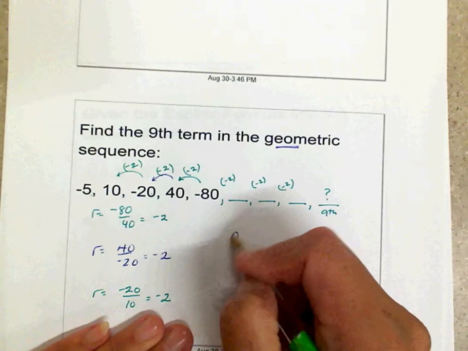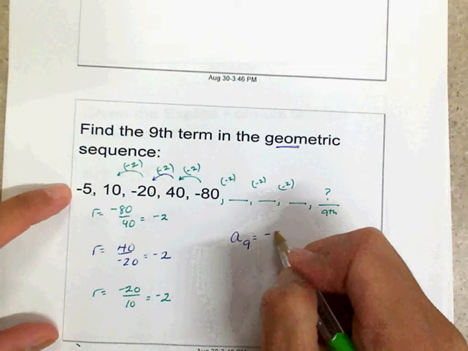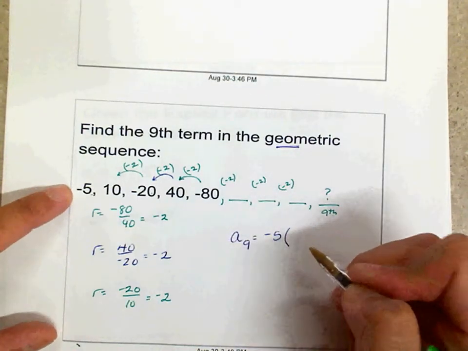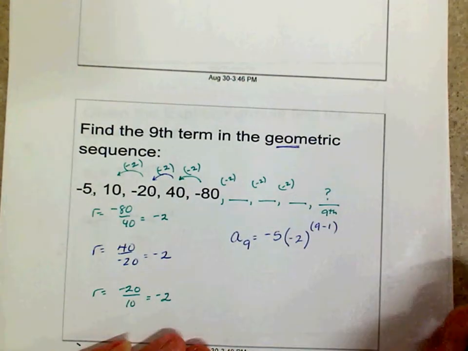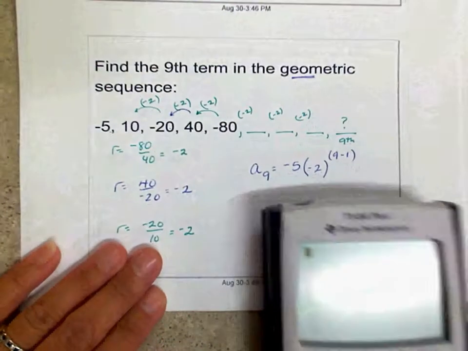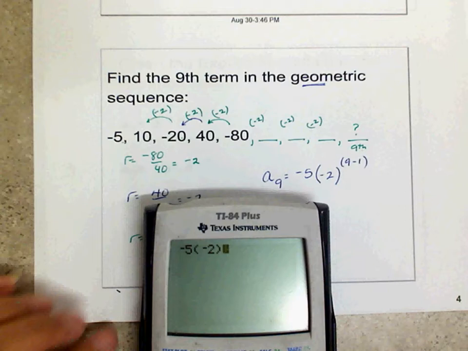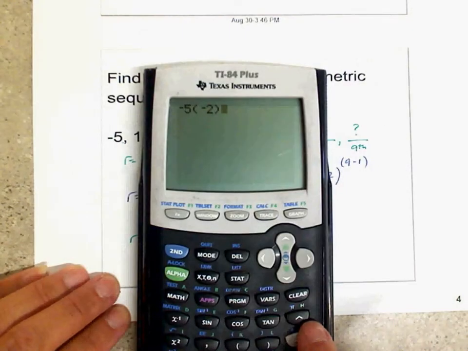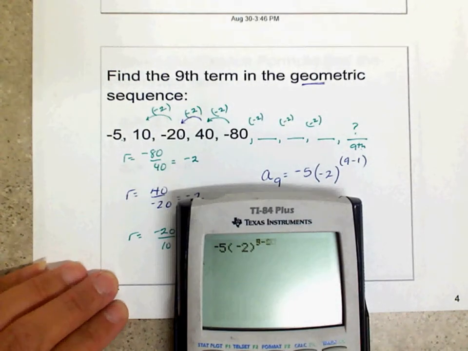All right. A sub 9, I'm looking for the 9th term. Your first term is negative 5 times your R. Your R is negative 2, to the 9th term minus 1, just like that, okay? So I'm going to type it in on our calculator, as you see in front of you. Negative 5 parentheses, negative 2, type it just like you see it, raised to, this is the one you push to go up, okay, to your exponent, 9 minus 1 in parentheses.